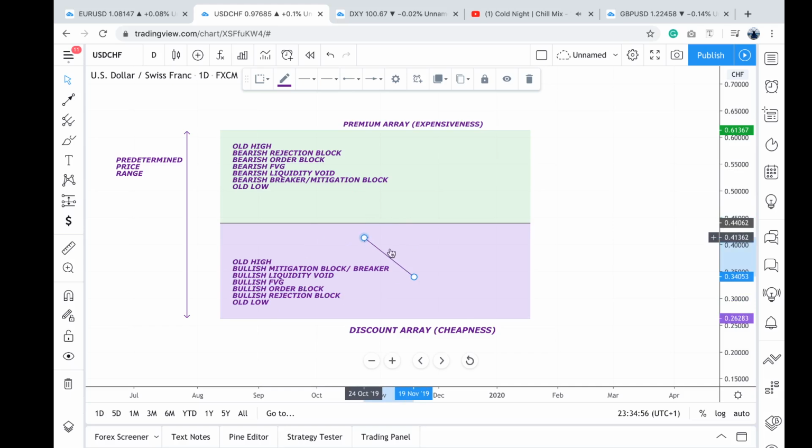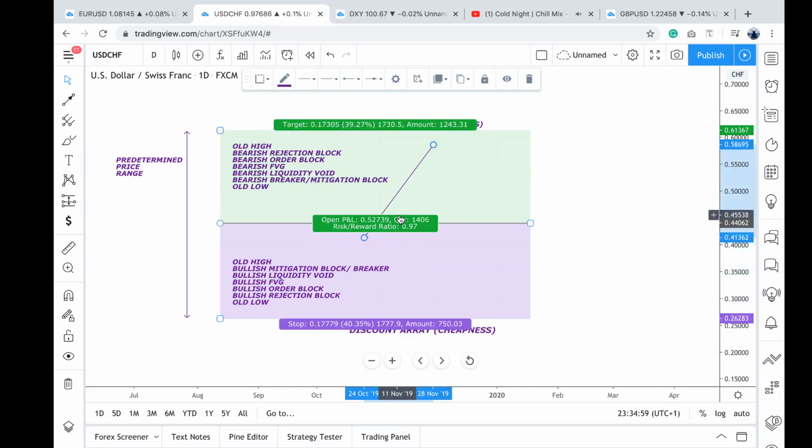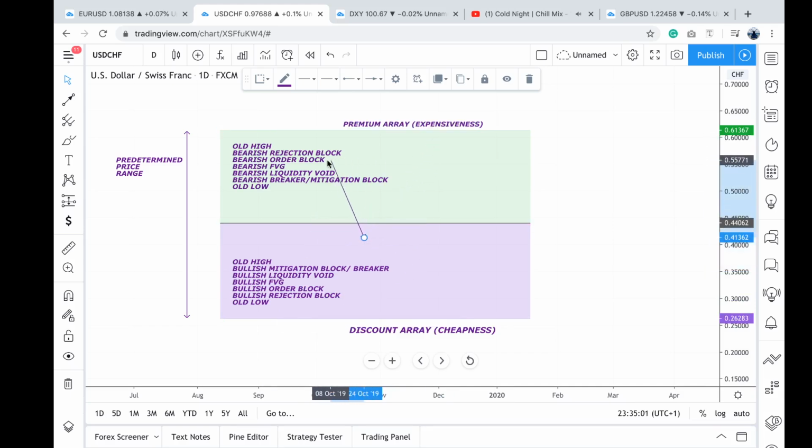And now let's assume price is moving from a premium level to a discount level. Okay, let's say price makes a reversal off a bearish order block. Then what you want to seek as potential targets, in order of appearance on the chart, would be old high. Next up would be bullish mitigation block slash breaker. Next up would be a bullish liquidity void. After that, bullish fair value gap, and then bullish order block, bullish rejection block, and on the extreme side of the range, you've got old lows. That will be the last portion of that move, the reference in terms of a cheap or discount area, basically.